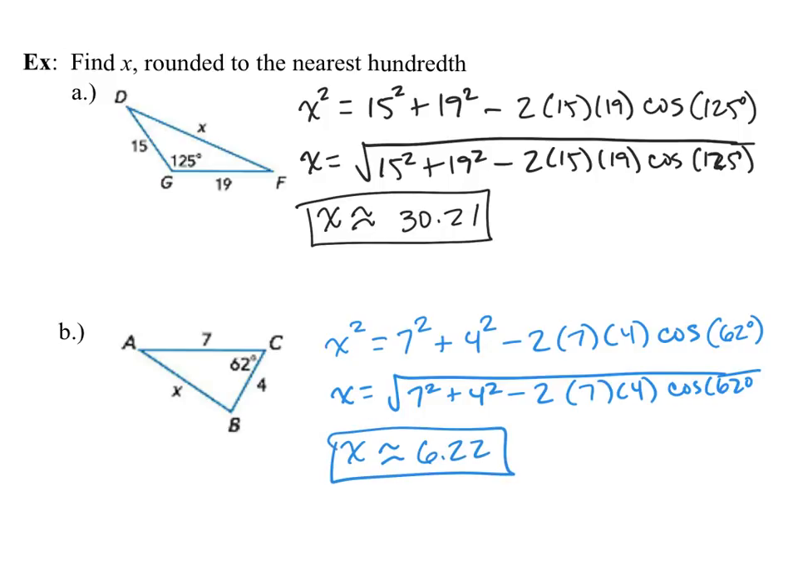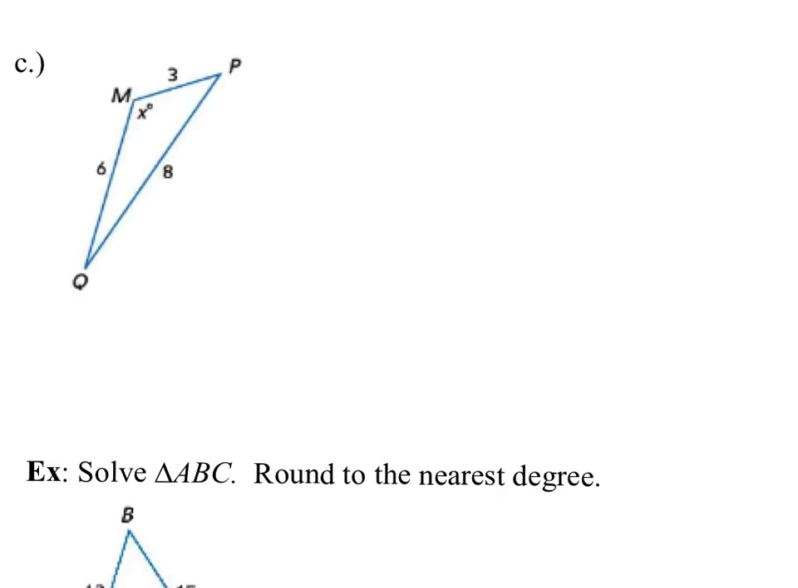Now, as we take a look at letter C, you'll notice that this problem is a little different in that, unlike the last two problems, this time we're being asked to find an angle. So just like when we were doing right triangle trig, if you're asked to find an angle, you might want to be thinking that at some point we're going to have to use an inverse trig function. So you'll see that we'll need to do that. But let's go ahead and set up this problem.